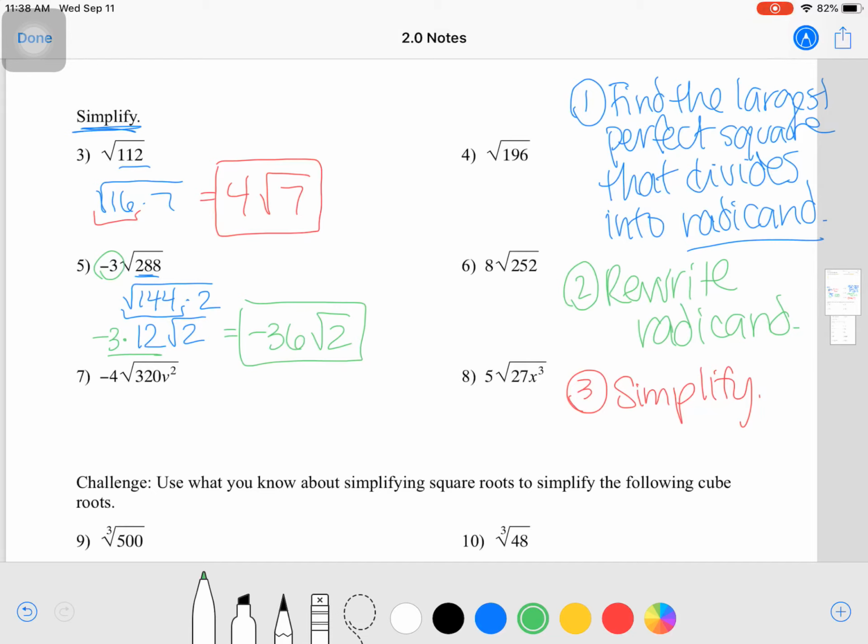Okay. Next thing I want to do is one like number 7 or 8 to talk about how you deal with those variables. I'm going to do number 8. Looking at this 27, find me the biggest perfect square that goes in.